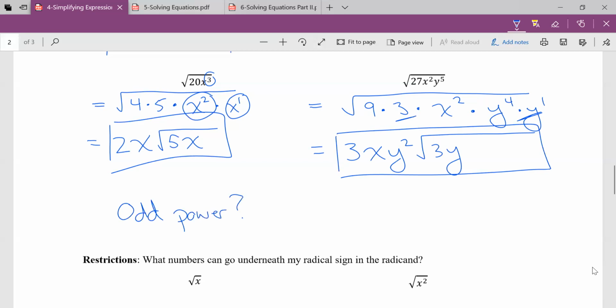what you're going to do is you will split it into x to the power 1 and then x to whatever we're going to have, but it'll be even. And then you can take the square root of that. All right, so there's your plan for that.